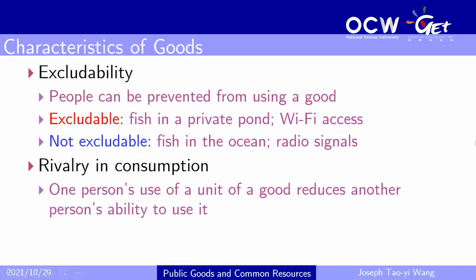The other characteristic is rivalry in consumption. Does my use of this good affect your ability to use it? For example, if you buy a Mos rice burger, and I take a bite and give it to you, your enjoyment of the rice burger is reduced compared to if I had not taken a bite. So that means a rice burger is rival in consumption.